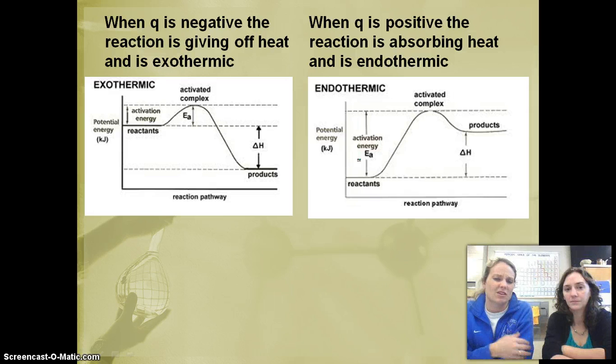Activation complex we'll actually talk about in the later part, so I'm going to let that go. And we're just going to compare right now to the endothermic. When Q is positive, the reaction is absorbing heat, and it's endothermic. So in this one, your reactants were at the bottom, you went up the curve, and your products were actually still really high. So that means you actually had to take in that energy, and so your energy is higher in your graph.